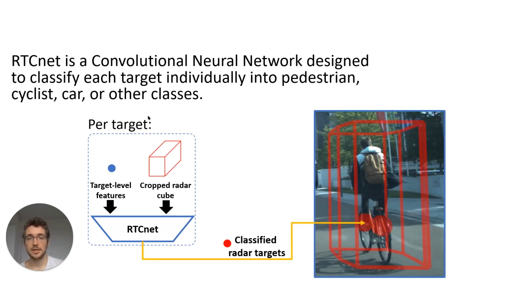RTCNet is a CNN, a convolutional neural network, and it is designed to classify each target individually into the following classes: pedestrian, cyclist, car, or other. As you can see, the target and the cropped cube goes in, and the classified radar target comes out. On this image, we marked cyclist classified radar targets as red.